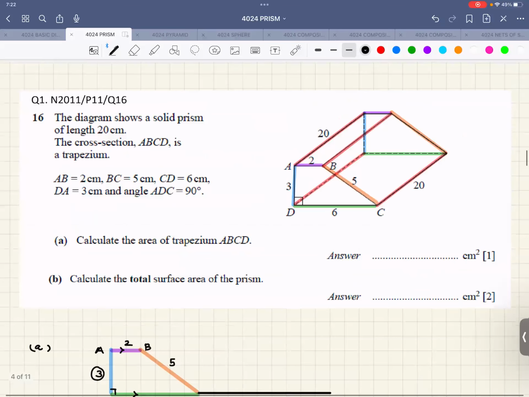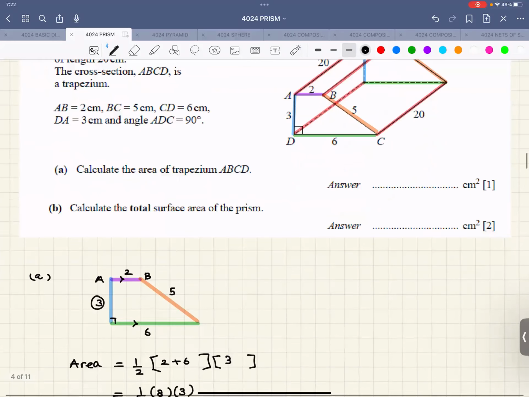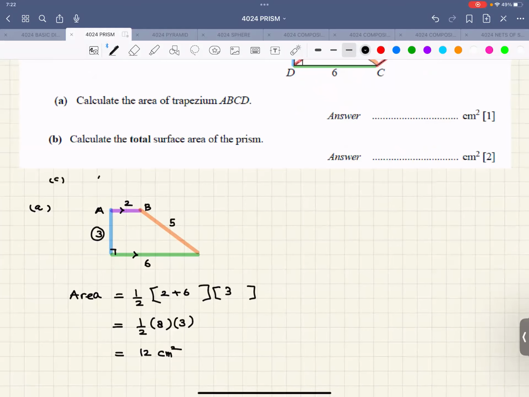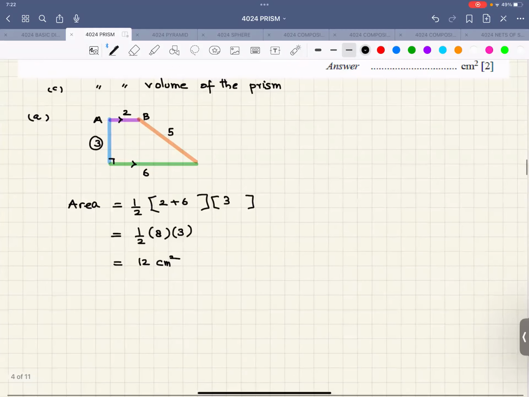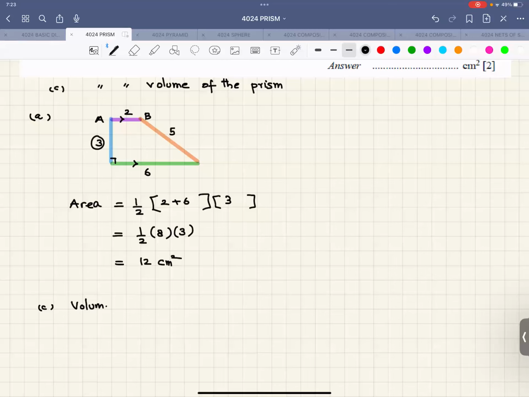That's the area of the trapezium. Now, let me add part C over here. That is, calculate the volume of the prism. So let me do part C first. Volume of the prism is the cross-sectional area, CS stands for cross-section area, multiplied with length. So cross-sectional area is 12. Multiply it with 20. That comes out to be 240 centimeter cube. I have done part C.